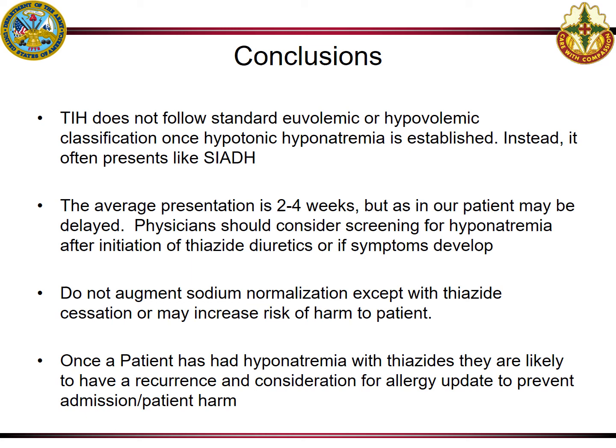A systematic review of these patients starting thiazides found that the clinical presentation for hyponatremia happened on a mean of 19 days, but there was a range of between 8 and 30 days. As was discussed earlier, for a patient, it is not recommended to augment sodium normalization except for cessation of medication because of risk of patient harm.